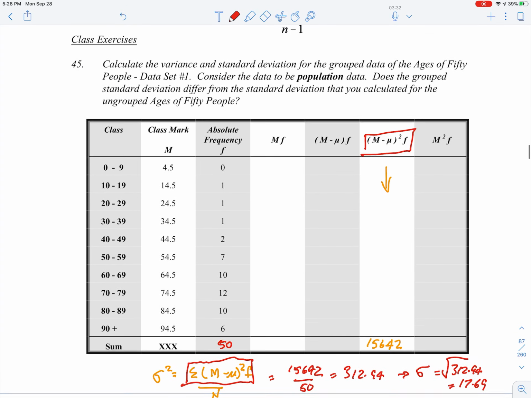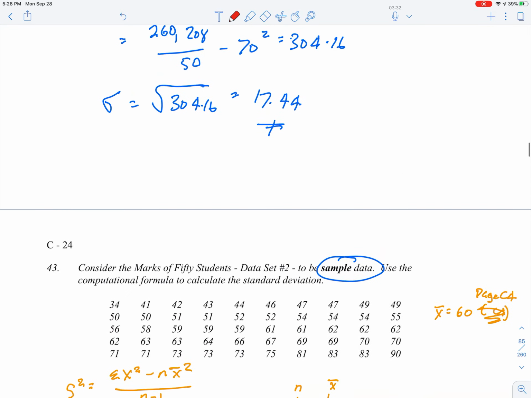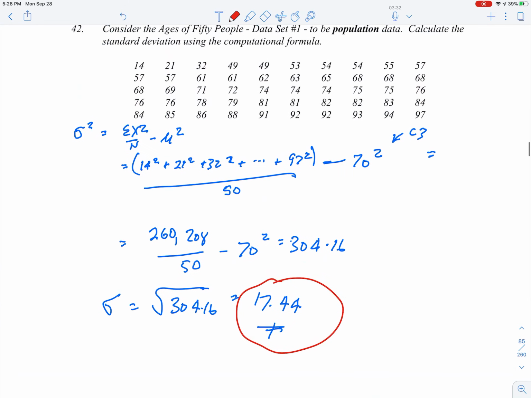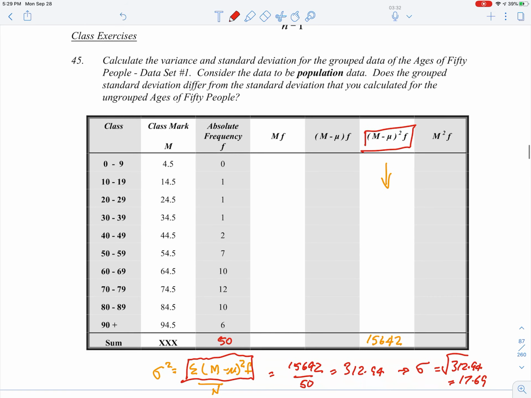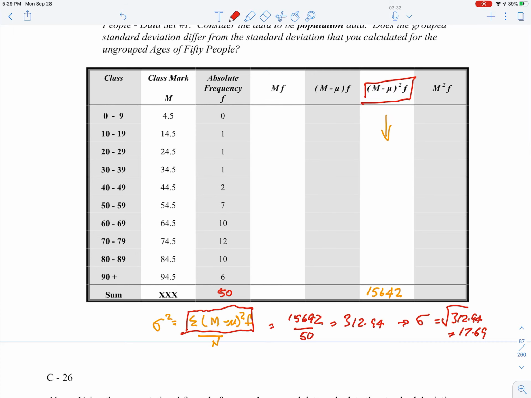So there you go. Now, when we calculated that earlier, 17.69, compare that to up here, 17.44. So they're really close. Obviously, if you had all the numbers in, say, an Excel column or something like that, then you would use the ungrouped data formula, because it's better because you've got all of the numbers. But if the data comes already classified, such as the ages of people in Red Deer, back in Unit I, then this is what you would use here, and you come up with the standard deviation.